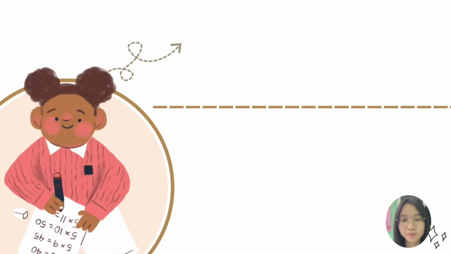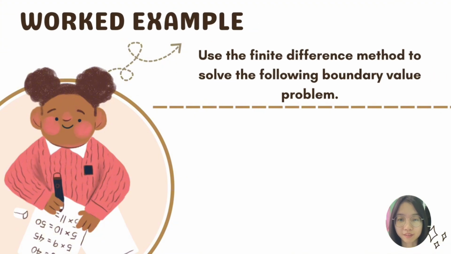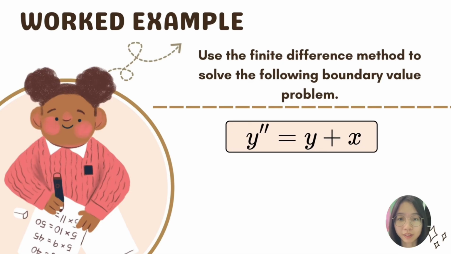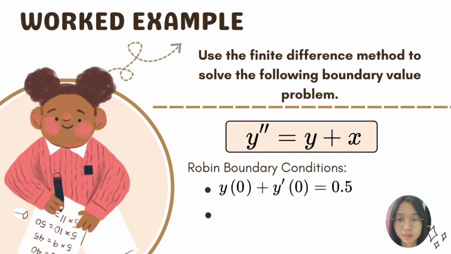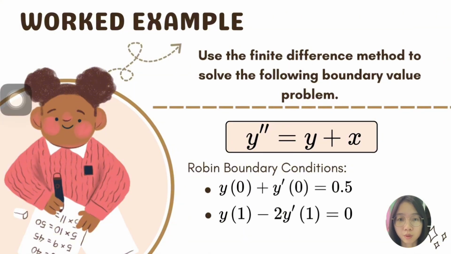Okay, now, to better understand how these concepts are applied in practice, let us solve a worked example using the finite difference method for a linear Robin boundary condition problem. The boundary value problem is y double prime equals y plus x. The Robin boundary conditions are y(0) plus y'(0) equals 0.5 and y(1) minus y'(1) equals 0. And the step size h is equal to 0.25.